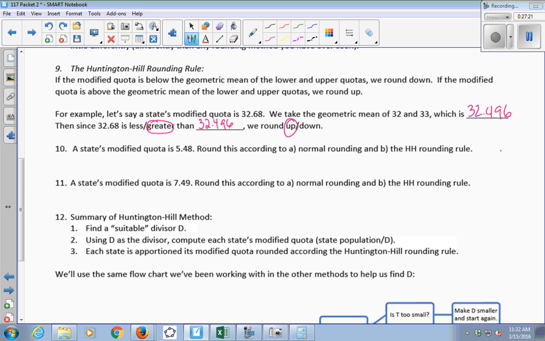So this is like my new cutoff. Instead of using 32.5 as the cutoff, we're now going to use 32.496. So it's very close to using Webster's method, right? Webster uses 32.5 as the cutoff. Huntington Hill uses 32.496. If you're bigger than that, round up. Smaller than that, round down.